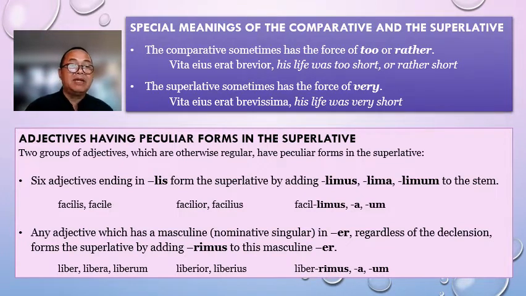So liber, libera, liberum belongs to the first and second declension. I can think of an adjective belonging to the third declension, like acer, acris, acre. Acer, nominative singular masculine, ending in er. So for the superlative, you do not say acerissimus, but you will say acerrimus, acerrima, acerrimum.